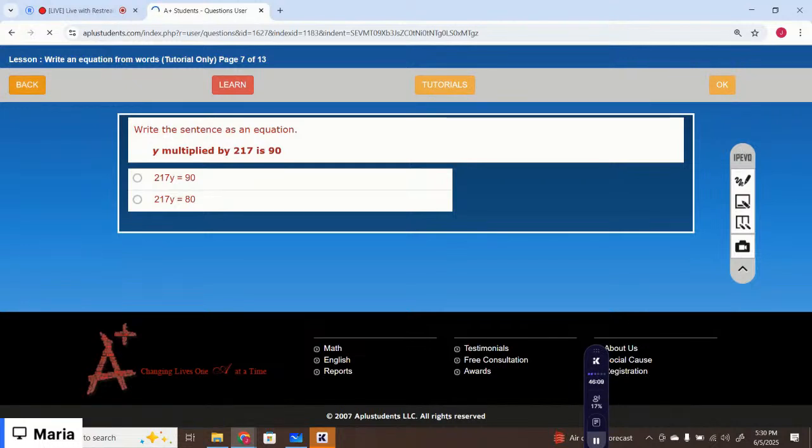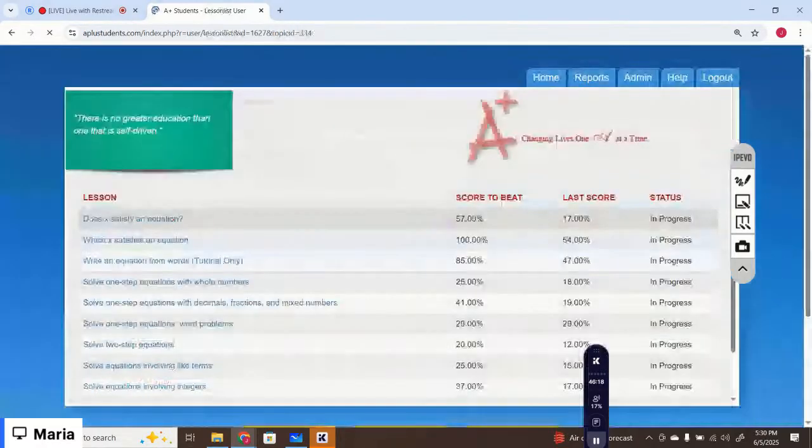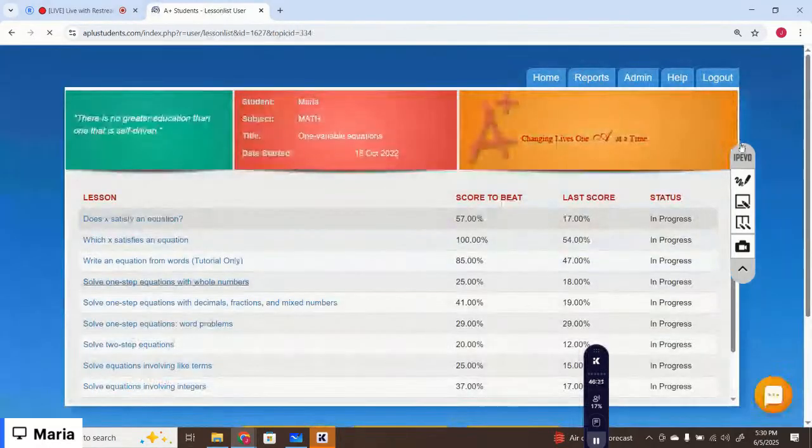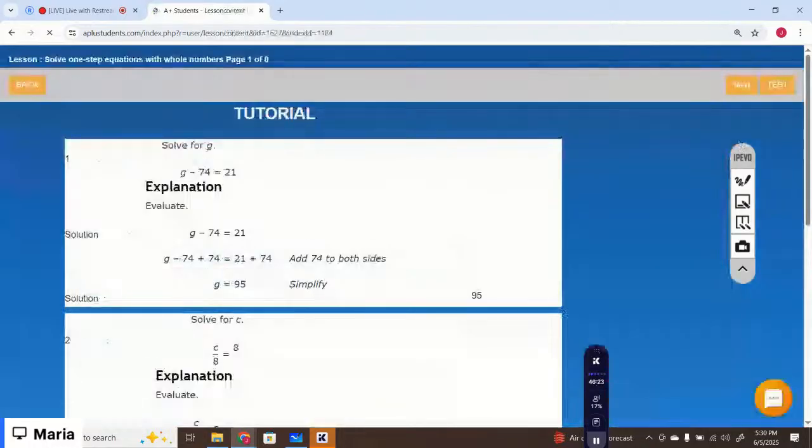Okay, you can complete all the lessons by yourself with the video. Let me just know. Solve one-step equations with whole numbers. Solve for g. g minus 74 equals 21.